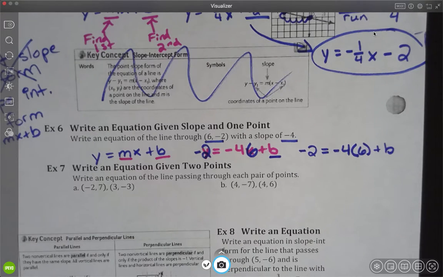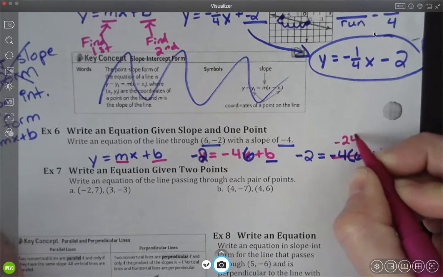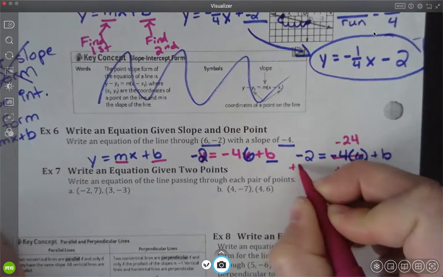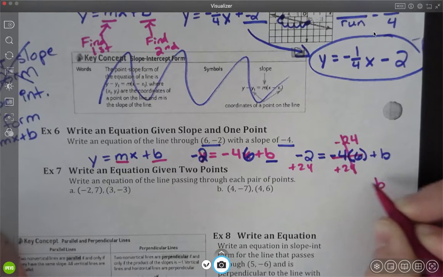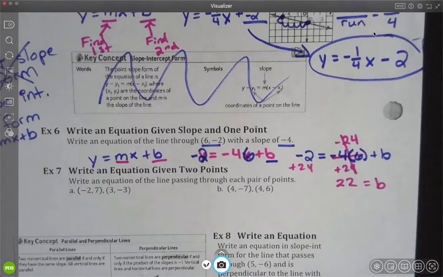We've done this before, so what are you going to do first? Negative 4 times 6 is negative 24. Negative 24, and then what? Add the 24 over, plus 24 plus 24. Negative 22. No, it's positive 22, b is positive 22. Okay, am I done? That's my answer, 22?